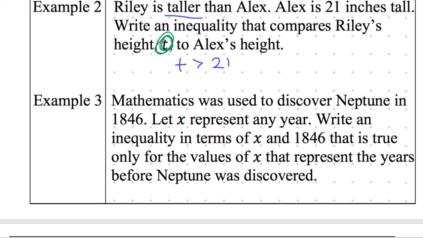Math was used to discover Neptune in 1846. Let x represent any year. Write an inequality in terms of x that is true only for the values of x that represent the years before Neptune was discovered.